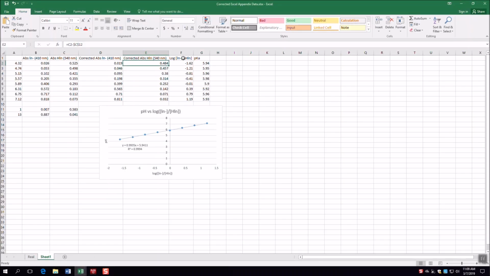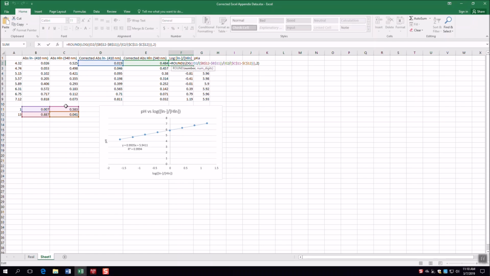So if I go to my Excel sheet, you'll see that I have the log of IN minus over HIN, and here I've solved for it. Now I'm going to walk you through how I solved for it in Excel. You need to take your absorbance at your measured value, so of the IN minus, which in this case I have already corrected for my blank, so I don't need to do anything to that. Then you need to divide by the absorbance at the solution where it's fully IN minus. The reason you're doing that is to get the ratio of the absorbances to figure out the effective concentration, because you can't just use the ratio of the absorbances, since the molar absorptivity coefficients are different.